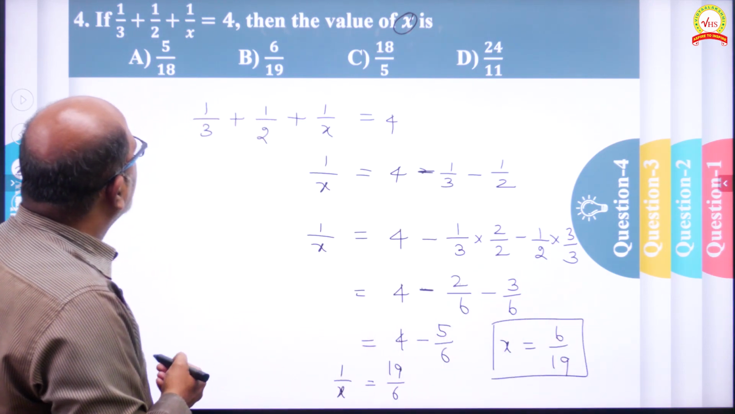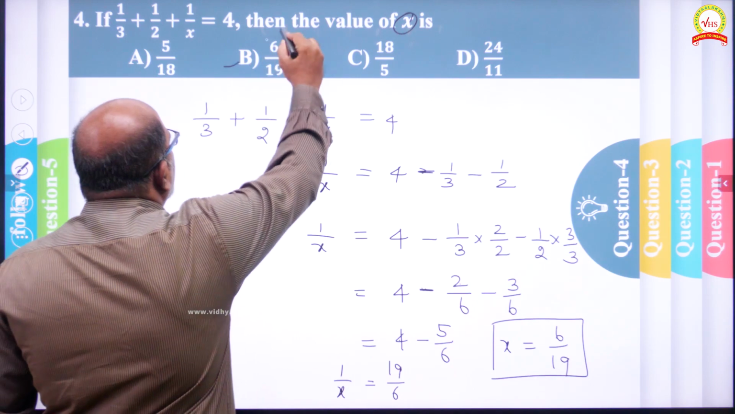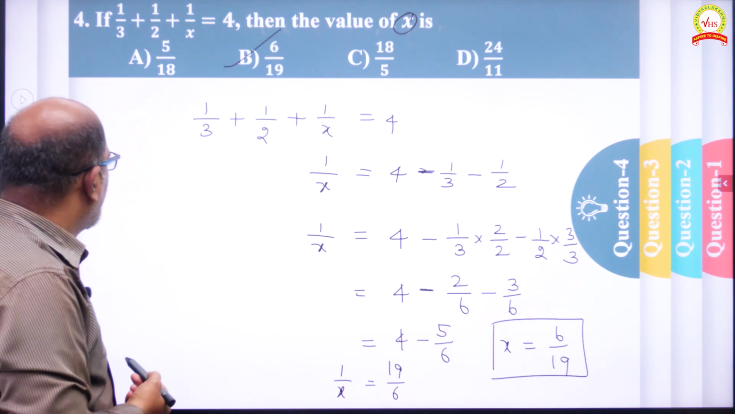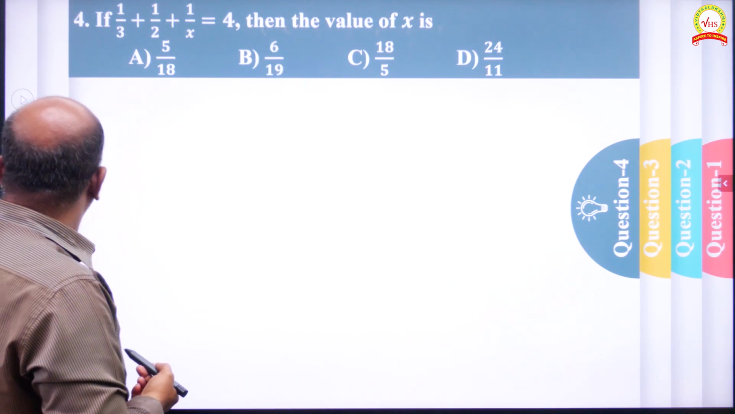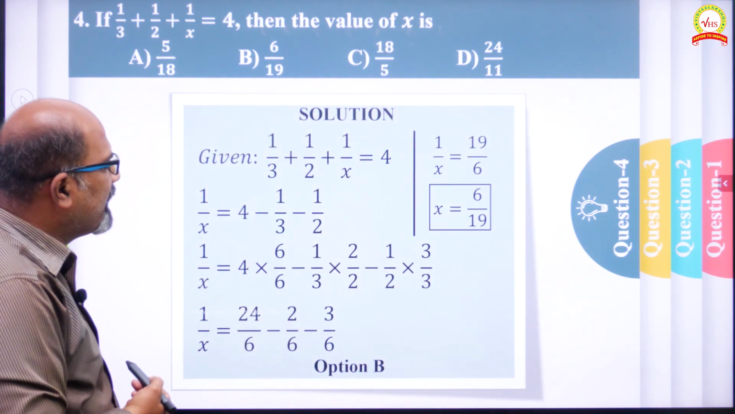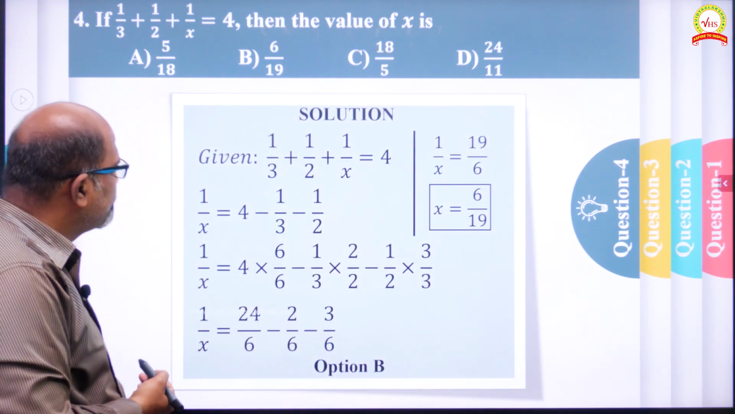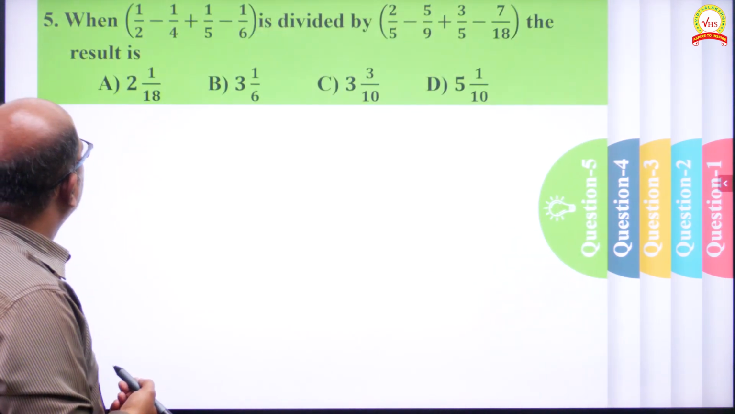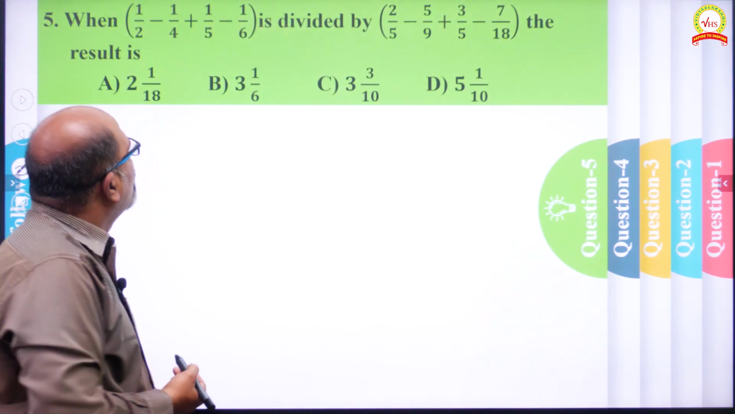And let us check, is there any option that is having 6 by 19? Yes, definitely option B is having 6 by 19. And let us check the answer. Yeah, 6 by 19 is the correct answer and it is option B. Then going to the last question of this session.